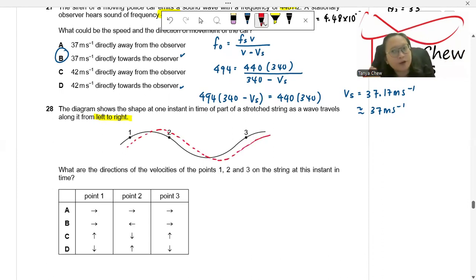So because the wave is moving, that is why the wave profile must be moving as well. Now look at the first particle. Compared to the new wave profile that I drew, the first particle must be moving downwards. What about the second particle? Must be vibrating upwards. Third particle moving downwards. Down, up, down. Down, up, down. D is the answer.